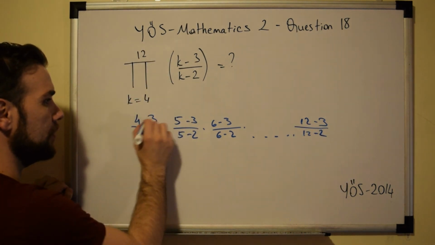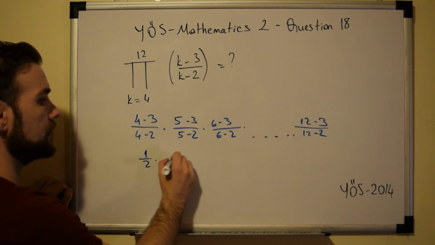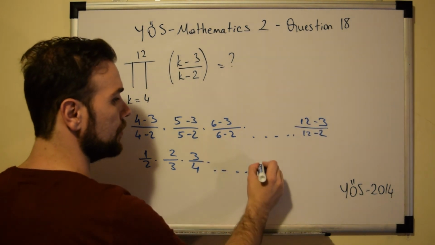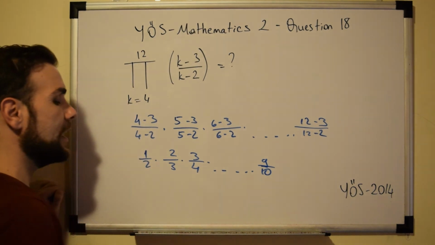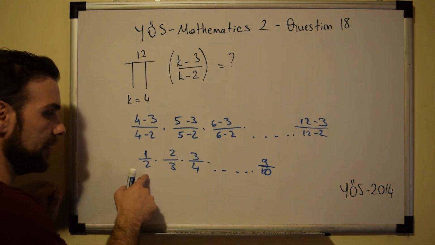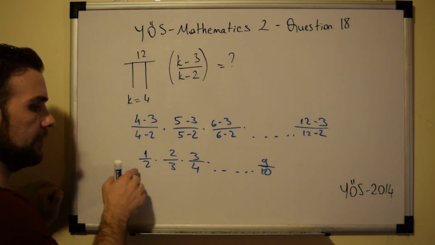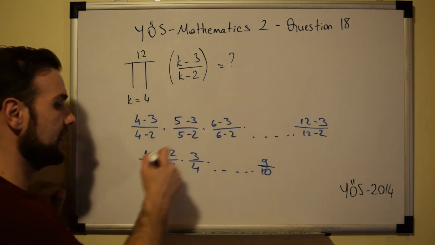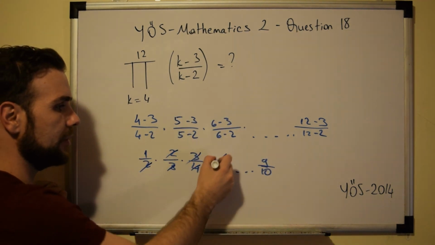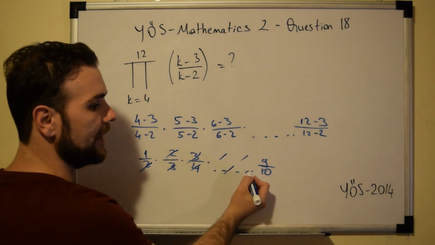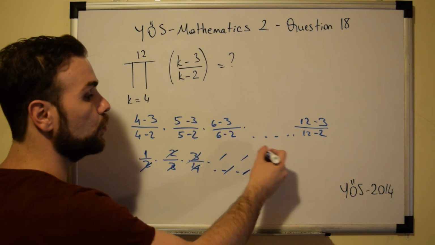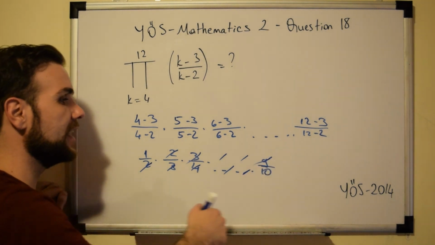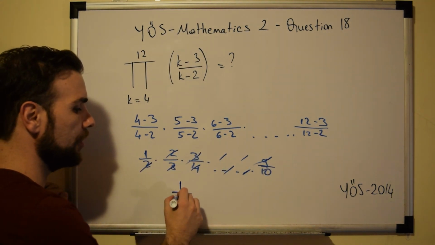So what do we have here? 4 minus 3 is 1 over 2 times 2 over 3 times 3 over 4 times, and so on, up to 9 over 10. Now, what do we see here? We see that the denominator of the first fraction is simplified with the numerator of the next fraction. So as you can see, these simplify each other, until we come to the point where the denominator of this fraction is simplified with the numerator of the last fraction. And as you can see, the product is equal to 1 over 10.